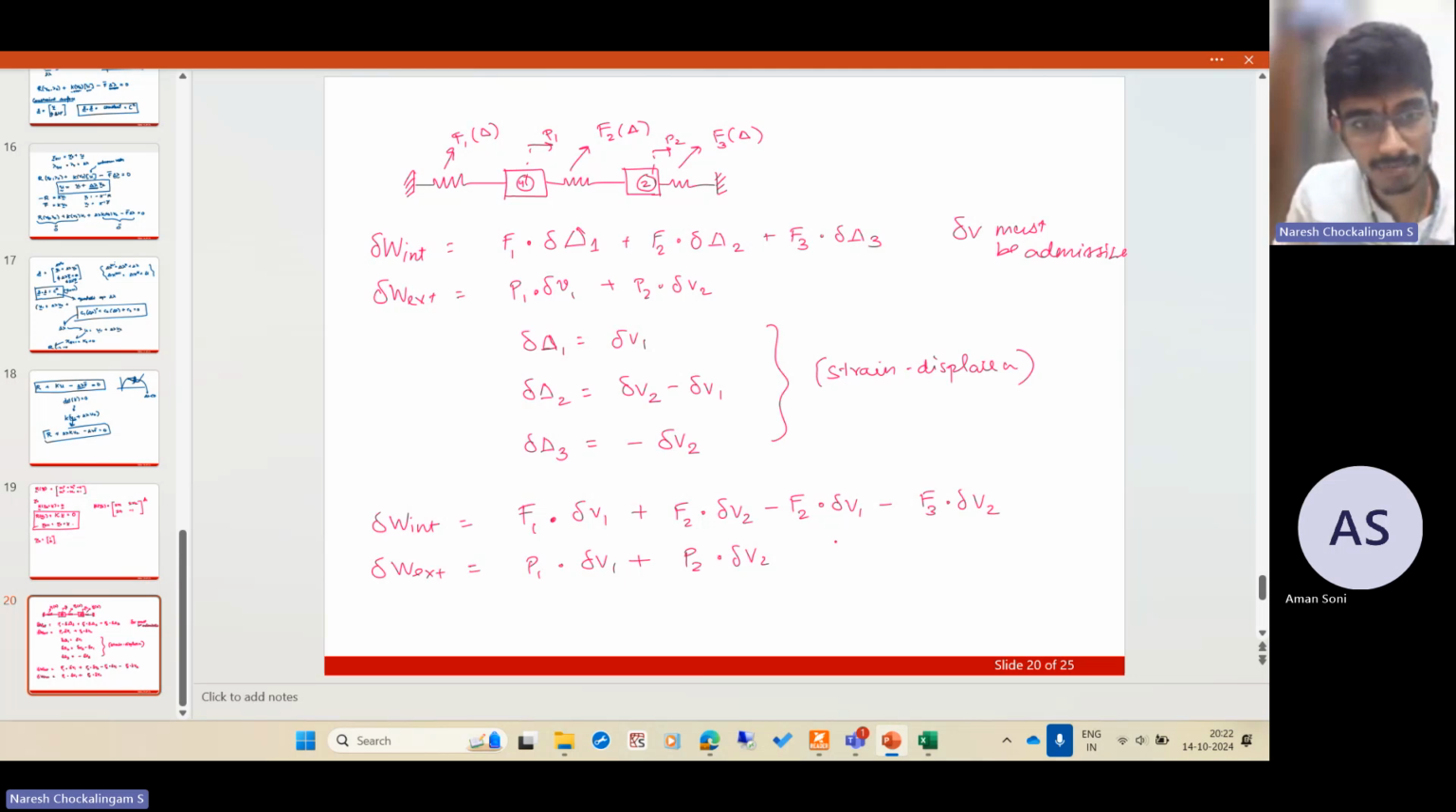Now do some rearrangement. So this you can write as some P dot del V, and this you can write as del V1, del V2. So this is a row vector. And what is multiplying del V1? It is F1 minus F2. What is multiplying del V2? It is F2 minus F3.